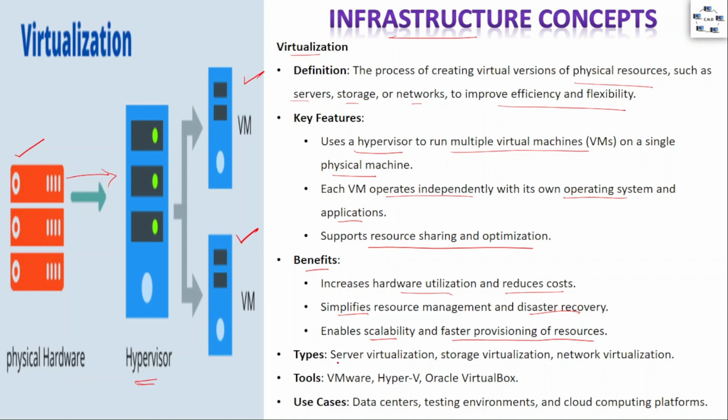So types include server virtualization, storage virtualization, and network virtualization. And popular virtualization software tools are VMware ESXi, Microsoft Hyper-V, and Oracle VirtualBox. Use cases: these are used inside data centers, testing environments, and cloud platforms.